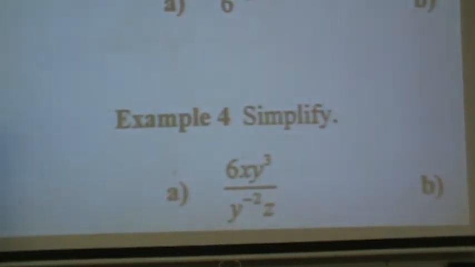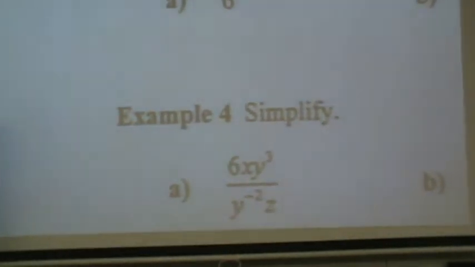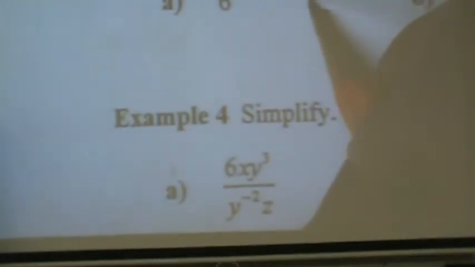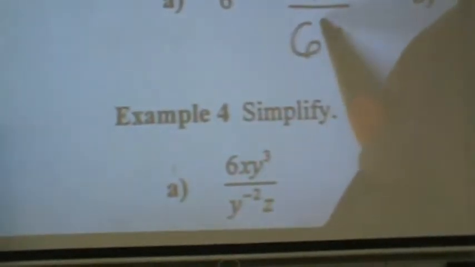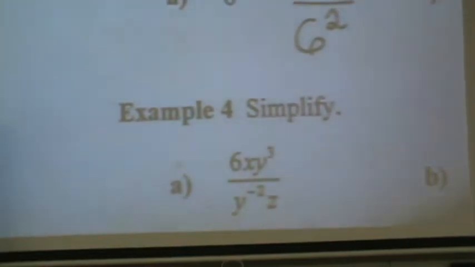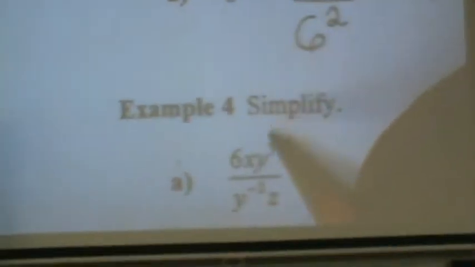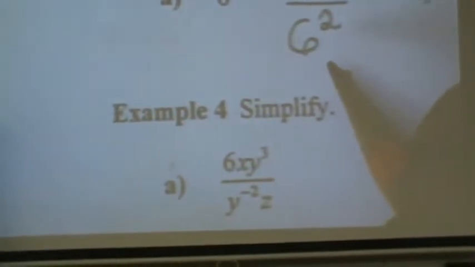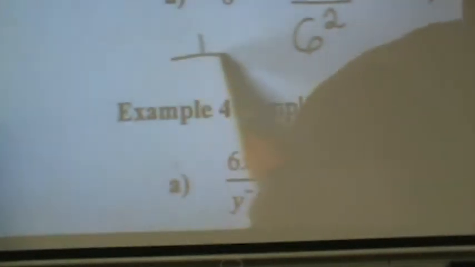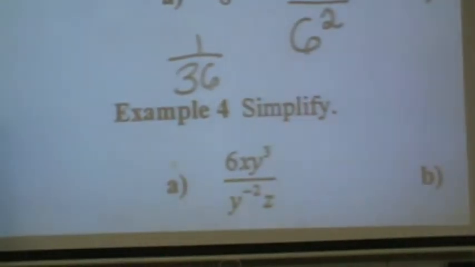How about these ones, negative exponents? Can you help me convert them? 1 over 6 to the positive 2. If it's a negative exponent, you move it. Is there another name for this? 1 over 36.